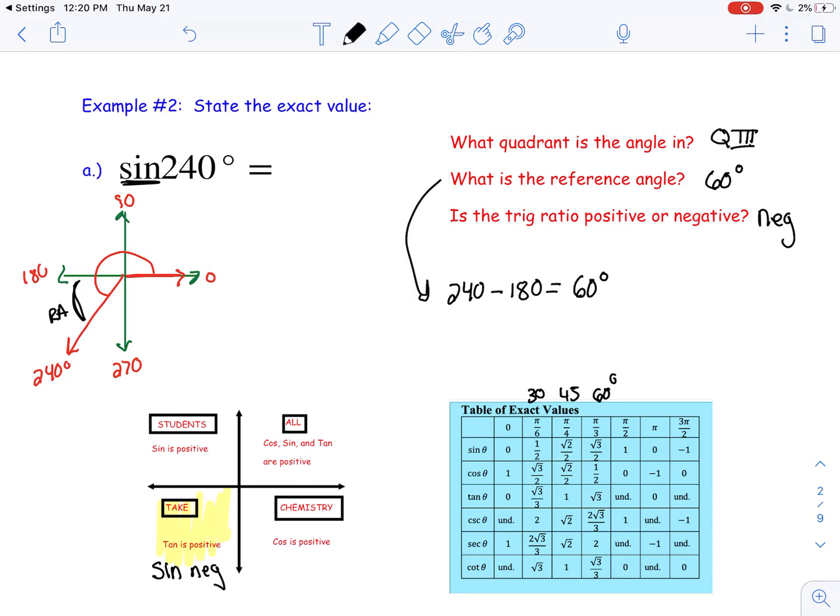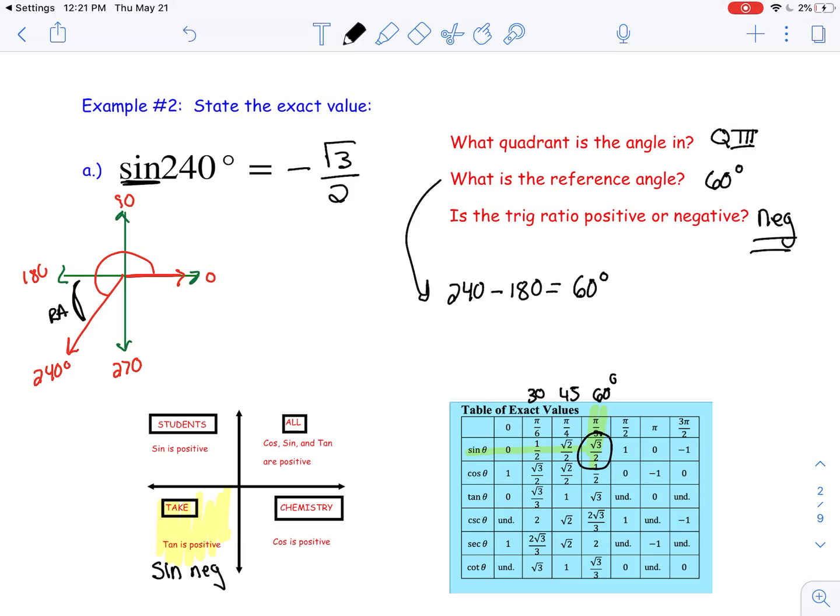So sine of 240, I'm going to use a reference angle of 60 degrees. Okay, so I go down here and I'm trying to find sine. So sine of 60 degrees is radical 3 over 2. But I'm negative, so I'm going to be negative radical 3 over 2.